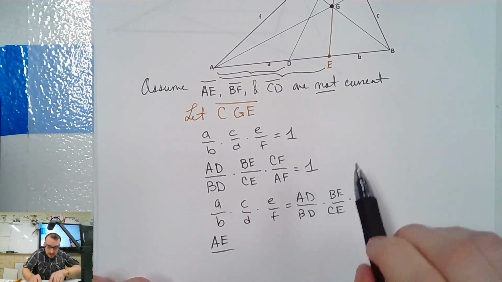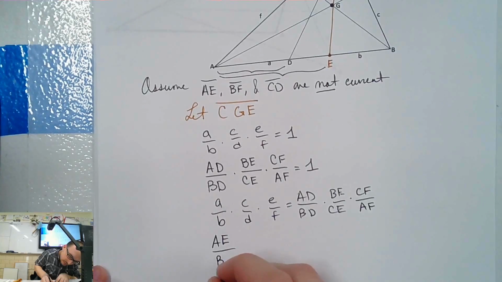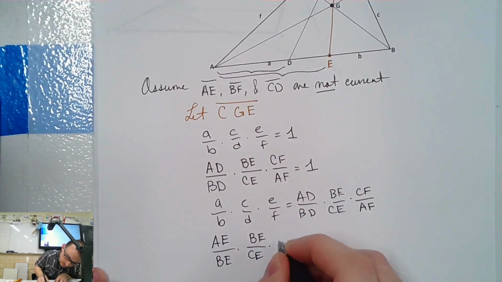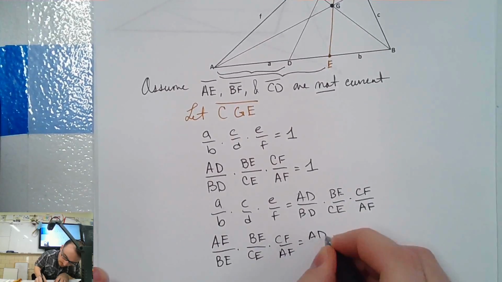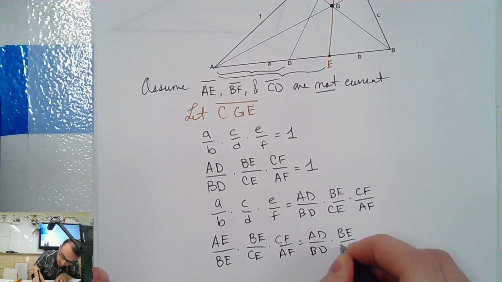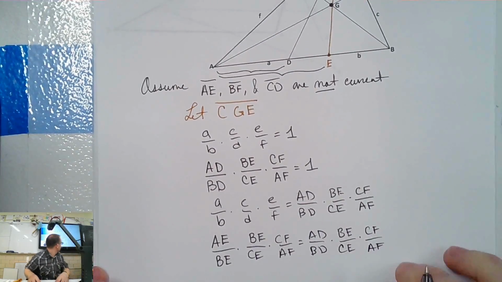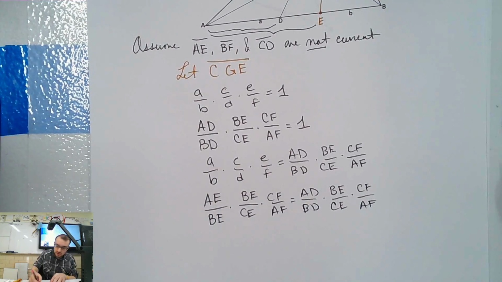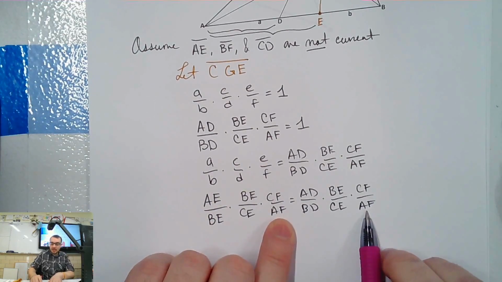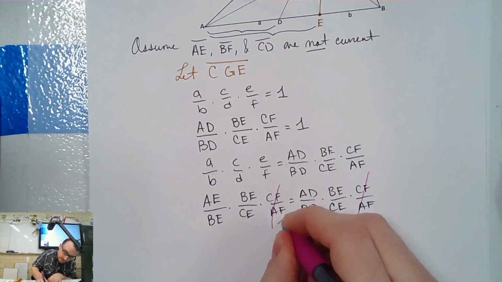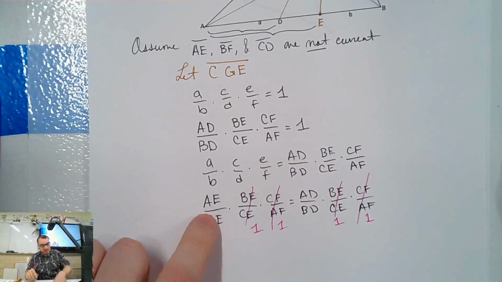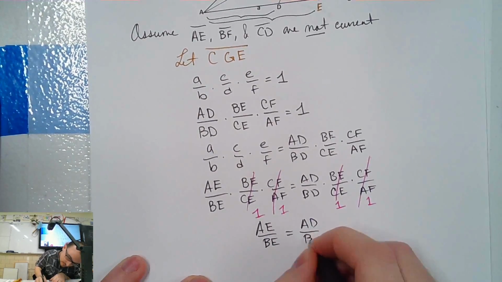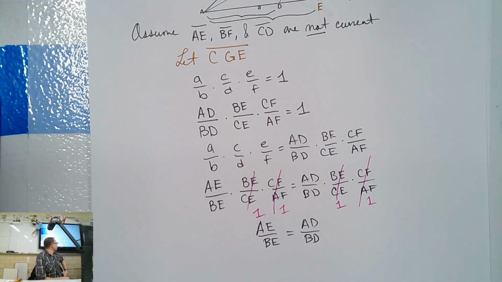AE over BE times all the other stuff that stays the same. And we're almost done with this one. Cool. So AE and AD are the same thing as A, and BE and BD are the same as B. If I divide CF over AF from both sides, anything divided by itself is 1. And what we're left over with is this times 1 times 1, which is just this. So what this is saying is that AE over BE must be the same as AD over BD.